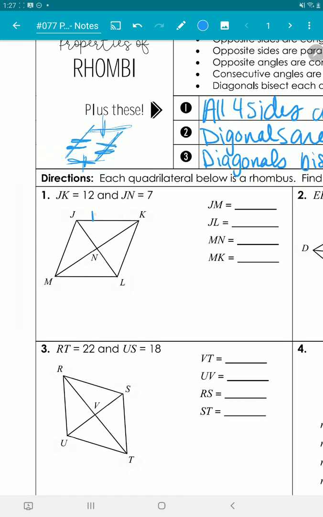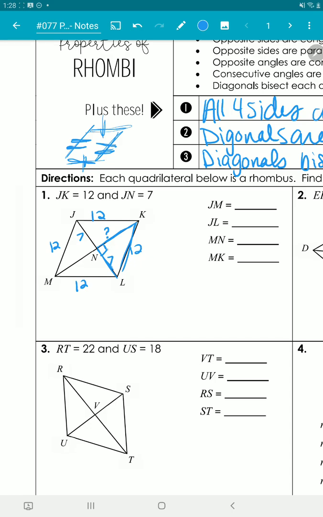So from J to K is 12. And then from J to N is 7. Okay, so just looking at this, we know that each of these sides are going to be the same. So if one of them's 12, they're all 12. This one's 7, the other half of that one's 7. But we don't necessarily have this one. Okay, but we do know that this is a right angle. If we have a right angle, we can solve for this side.